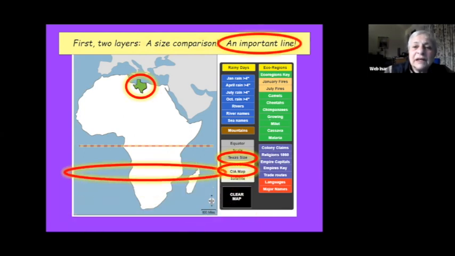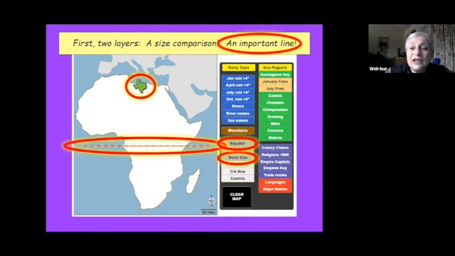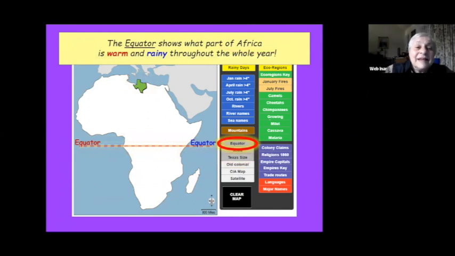Another important line that I have turned on is the equator. We would like the equator to have meaning. It's not just something we test on a map. You will see that it truly has meaning for people's lives in Africa. One important thing about the equator is that it is warm and rainy throughout the year. Every month of the year is warm and rainy at the equator. Very, very different from Michigan.